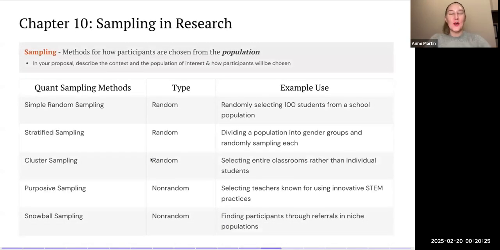Now, sampling. Sampling in research is the method for how participants are chosen from a given population. So when you write a research proposal, you would describe the context of where you hope that your study takes place, including the population of interest, the characteristics of that population, and then you'll talk about your methods or your procedures for how participants will be chosen, sampling. So in Chapter 10, there are lots and lots of different methods for quantitative and qualitative. I just have a few here, but there are, of course, more.